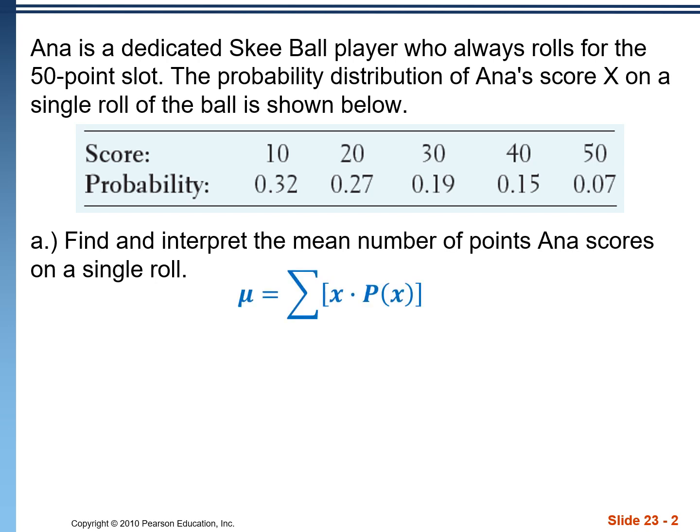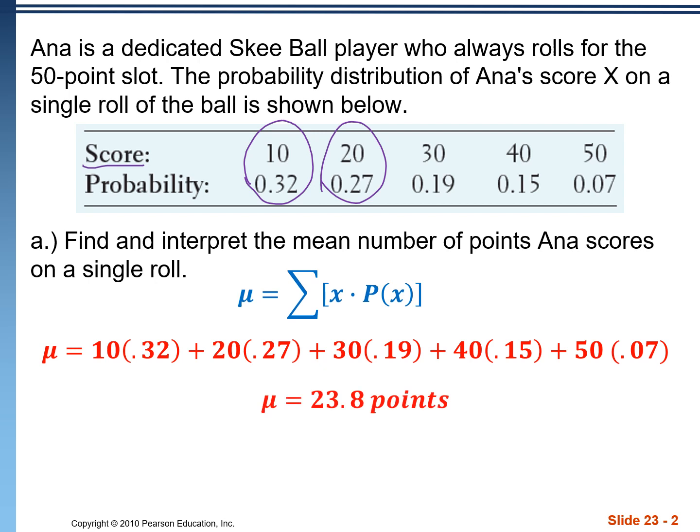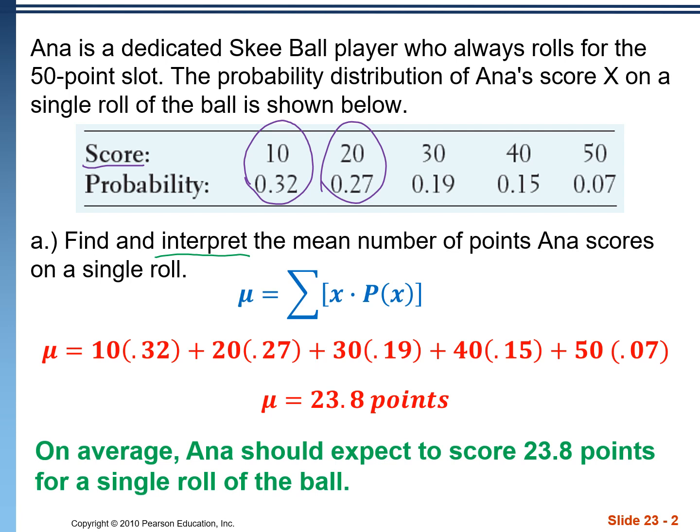To find the mean from a probability distribution, we're going to do x times p of x. X is what our variable is, so our variable is the score that she's going to get. Each of those variables has its own probability. So we just do the score times its probability, add them all up. We get a mean of 23.8 points. And since we're asked to interpret this, we want to write a statement along the lines of, on average, Anna should expect to score 23.8 points for every roll of the ball.